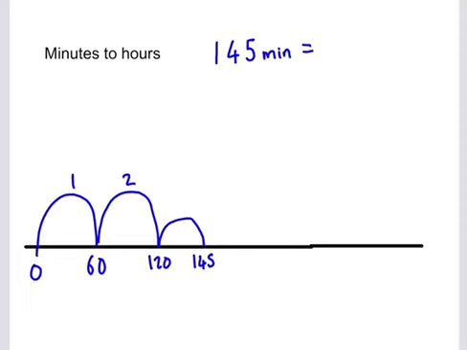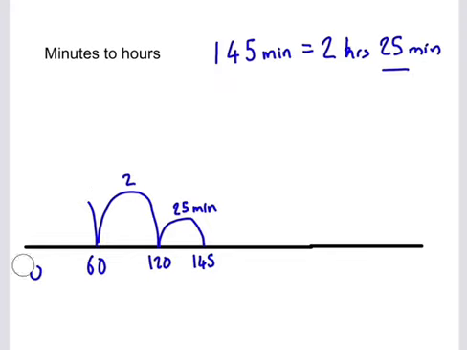I've got to 120, I've got to get to 145. How much more is that? 120, 130, 140, that's 20. 145, that's 5, so there's 25 more minutes. That's 2 hours, 25 minutes. And again, 25 isn't any one of those special fractions, so we don't have to worry about it.